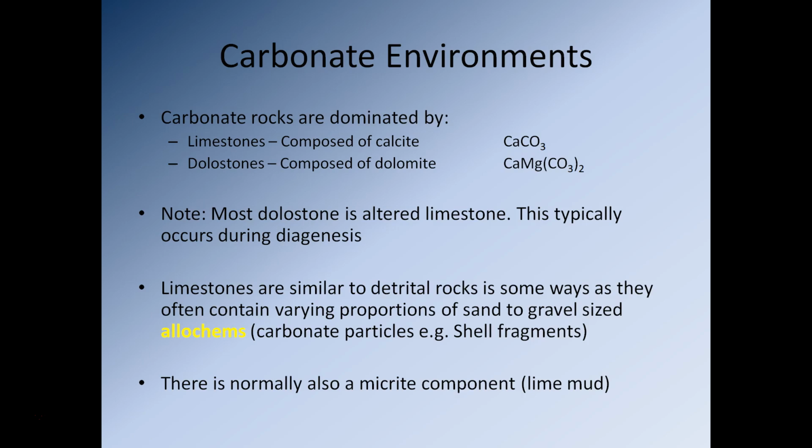So limestones are similar to detrital rocks in some ways, as they often contain varying proportions of sand to gravel-sized allochems. So we've left the detrital rocks now, we're into the carbonates. So the term clastic no longer applies. What we have now are particles that are essentially sand and gravel sized, but they are no longer called clasts. They are now referred to as allochems. And there'll be things like ooids and bits of shell, so shell fragments.